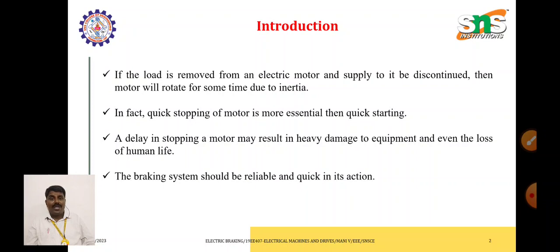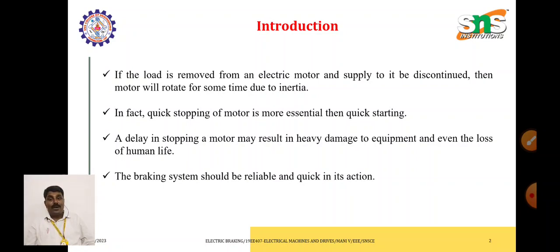So my point of view: whether starting is more important or braking is more important. Can you say which one is more important in the automotive industry? The starting or stopping, which one is more important? Put it in the comments section.